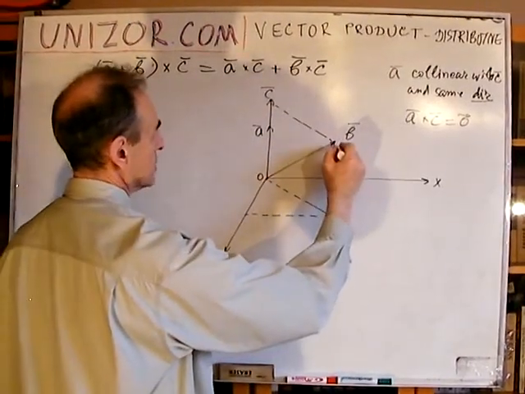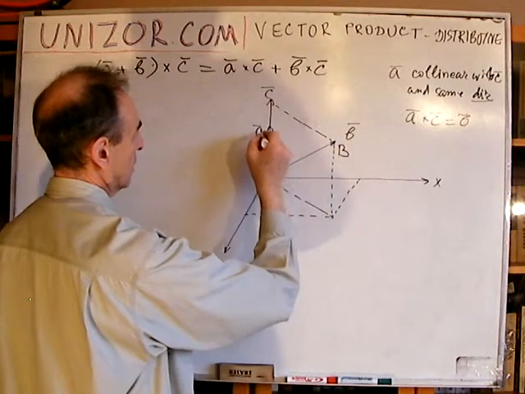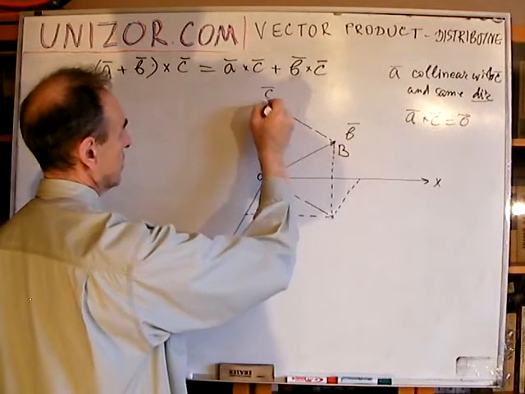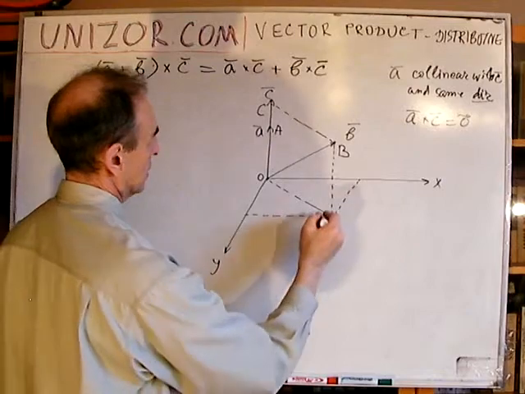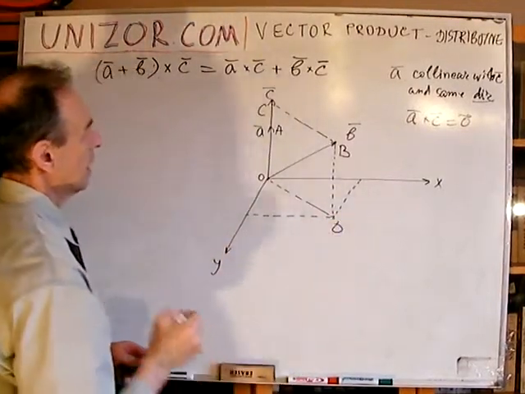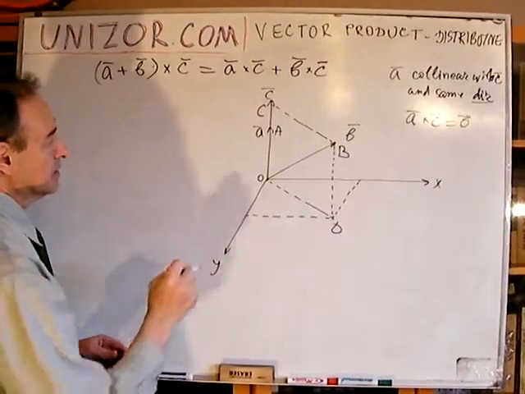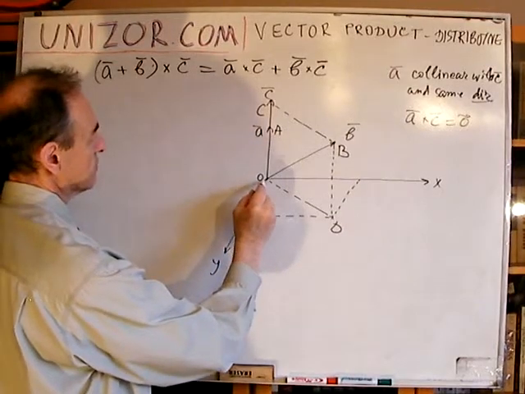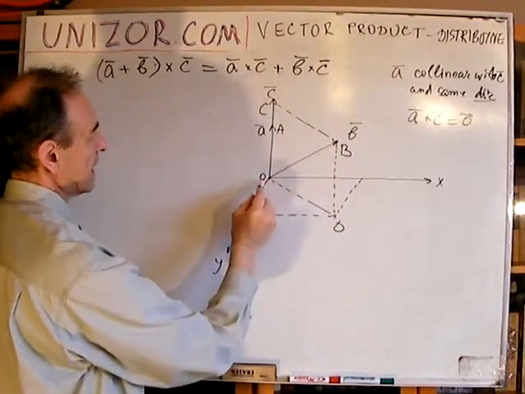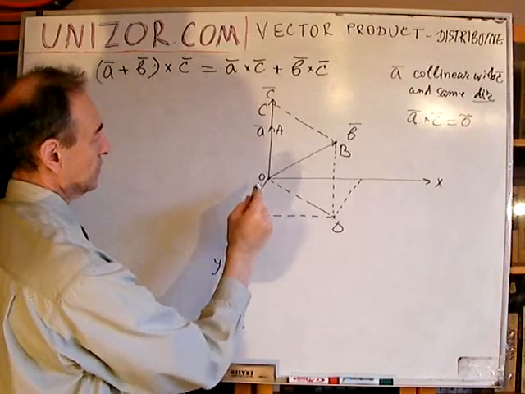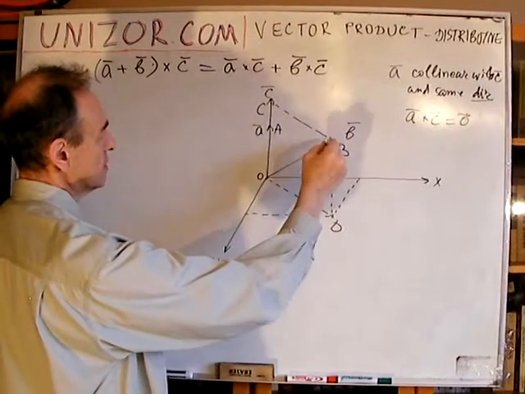So let's call this point B. Well, this might be A, this might be C, and this would be, say, D. So I'm talking about the plane which is defined by vectors A and B, which is the same as the plane of a rectangle OCBD.